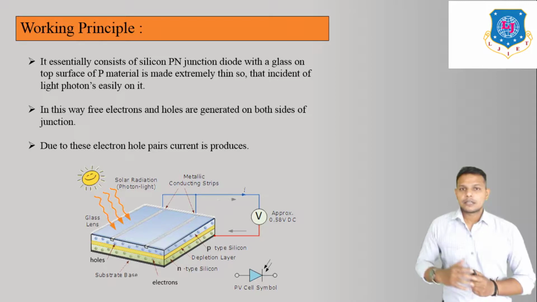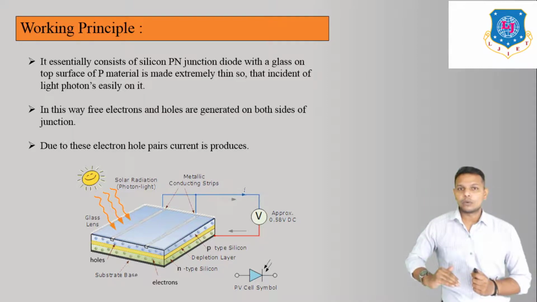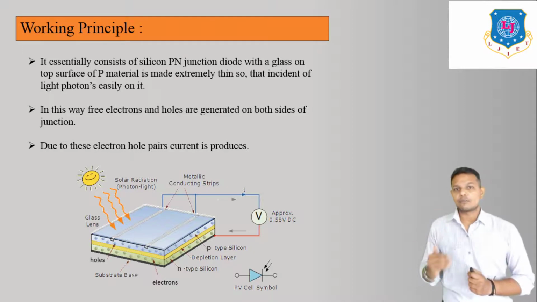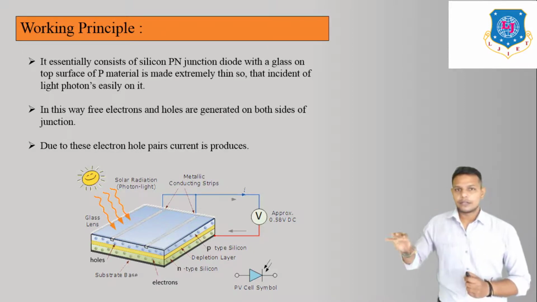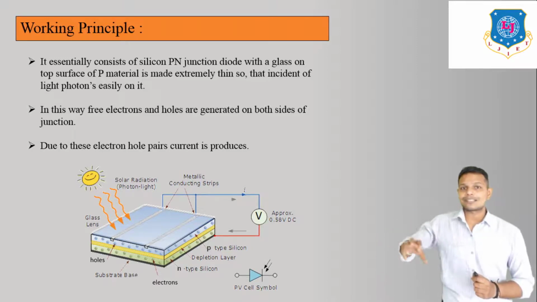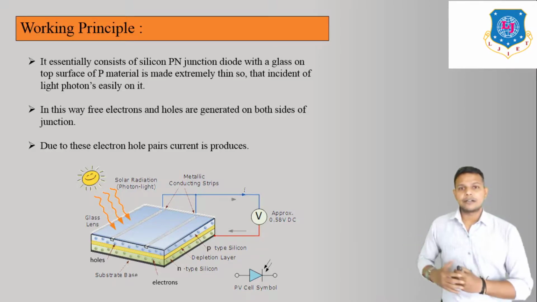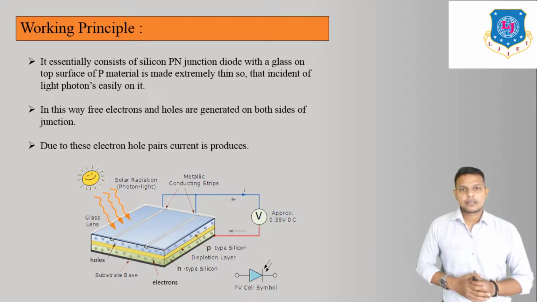And remember this, the p-type material is above and near to the glass, and the n-type material is below, that means far away from that glass. In this way, free electrons and holes are generated on both sides, and these electron-hole pairs produce a current, so current flows through this circuit.